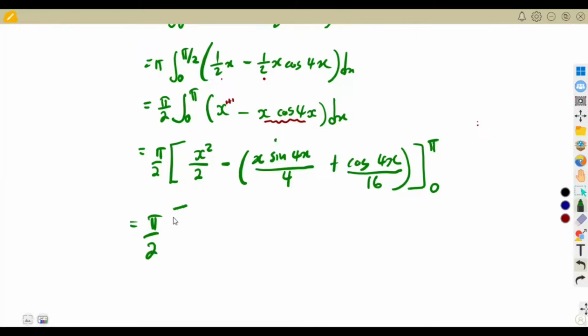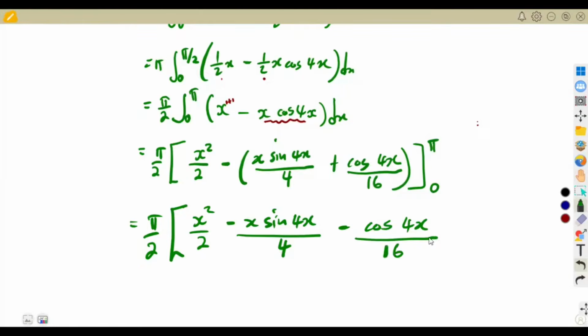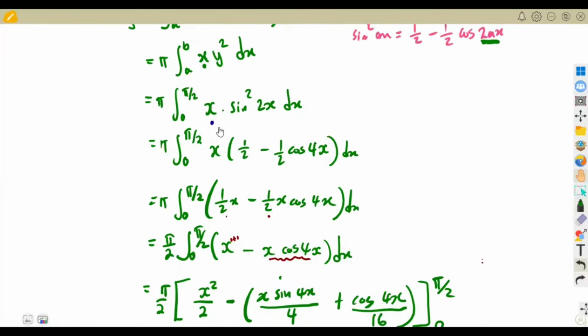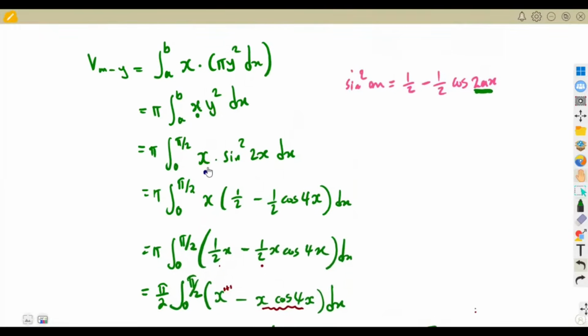So that's pi over 2 into x squared over 2, minus x sine of 4x over 4, minus times a cos, which is minus cos 4x over 16, like this. Then our limits, pi to 0. If we check here, this is pi over 2, the limits there. It's pi over 2 here, pi over 2, pi over 2. That is what we had.